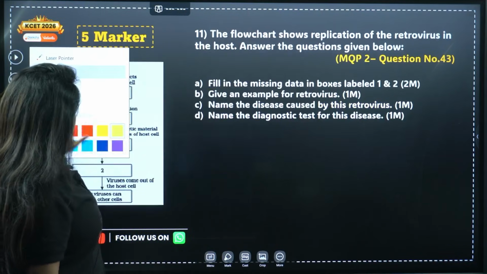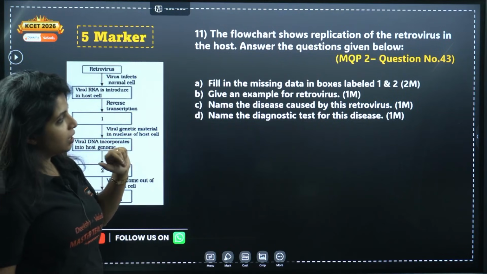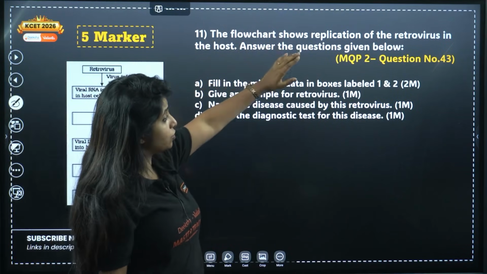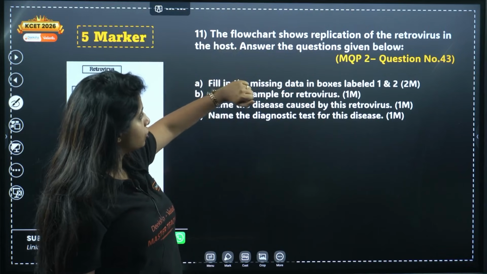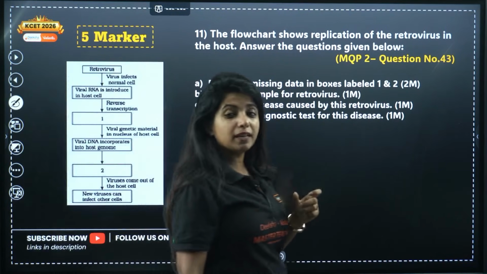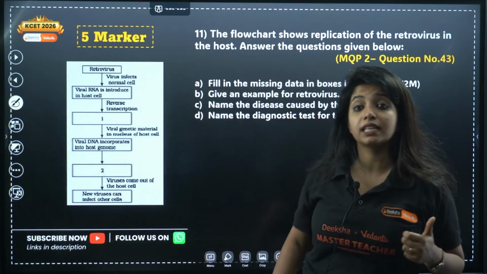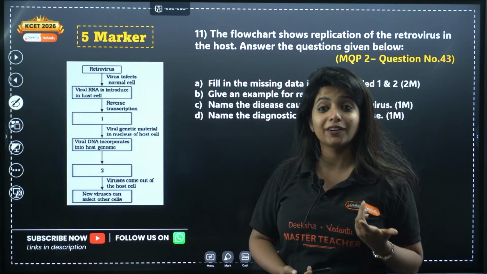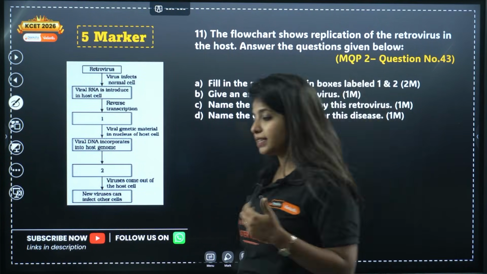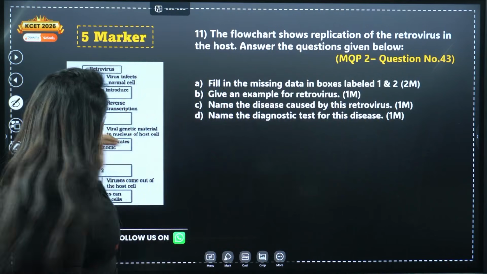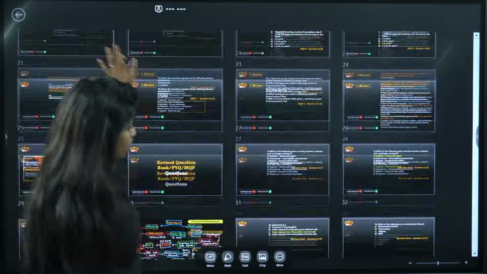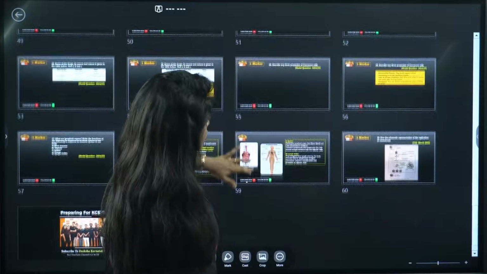Now, again we have landed at the 5-marker session. Model question paper 2, question number 43. The flow chart shows replication of retrovirus in the host. Answer the questions given below. So the flow chart shows what? Replication of retrovirus in the host. What is a retrovirus? HIV is a retrovirus. What does it cause? It causes HIV/AIDS. So before filling this particular thing up, I need you to go to the last question, because the last question has something to do with this.